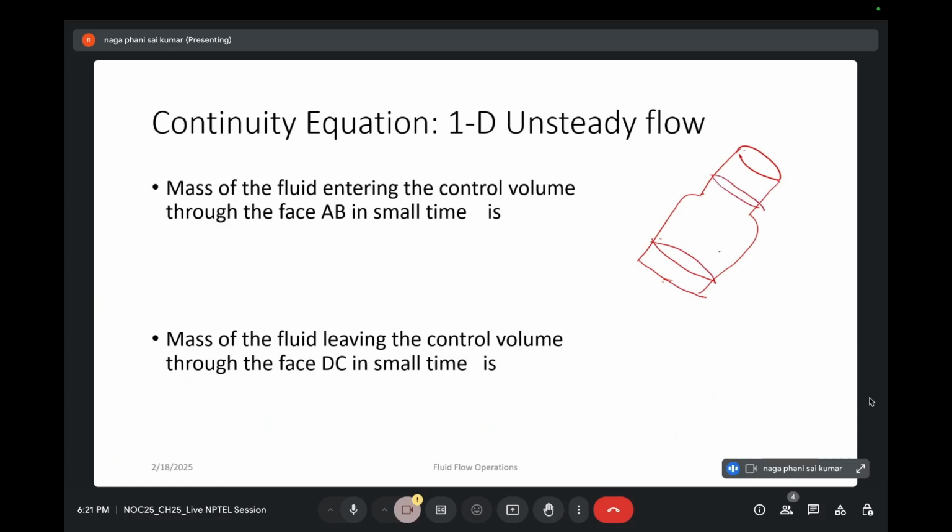So we have two sections, right? Let's say this is AB and this is CD. That is section 1 and section 2. Same thing: this is V1, area is going to be A1, and the velocity will be V2 and area is going to be A2.